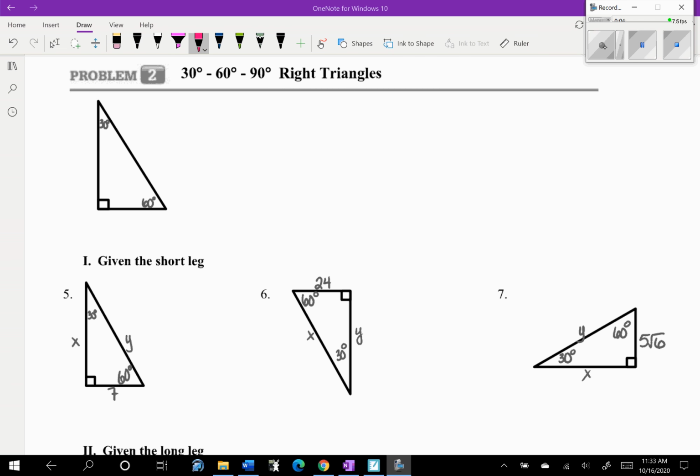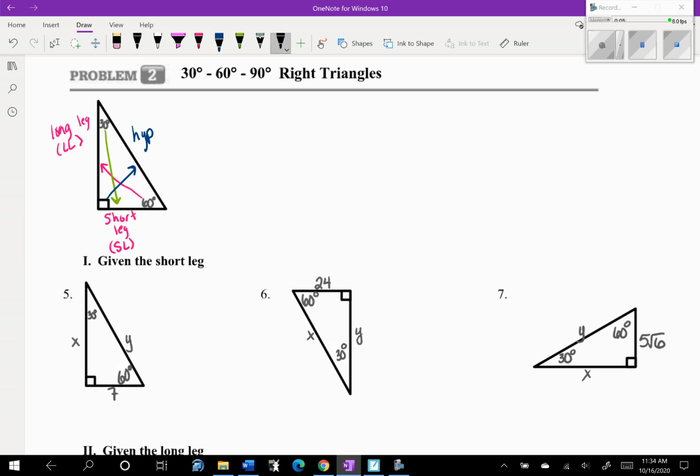So now we're going to go ahead and take a look at 30, 60, 90-degree right triangles. For 30, 60, 90, across from the 30 is always the short leg, which I like to label as SL for short leg. Across from the 60 degrees is going to be the long leg, or I'll write LL for long leg. And of course, we know across from the right angle is the hypotenuse.